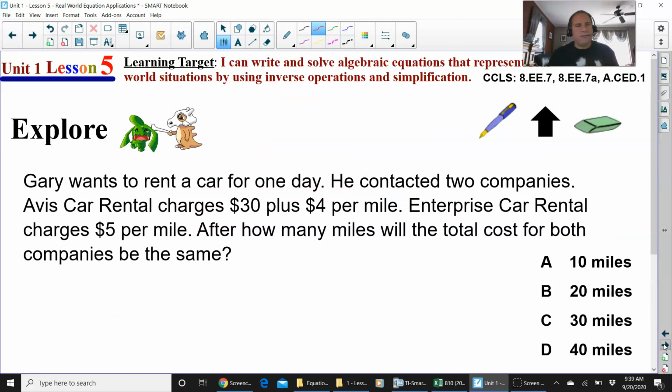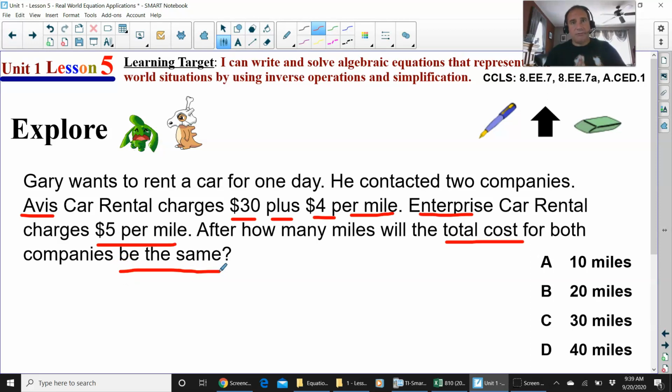All right, so here's another explore where Gary wants to rent a car for 1 day. He contacted 2 companies, Avis Rental and Enterprise Rental. The Avis Rental, very important. Take your pencil, underline Avis, underline 30 plus 4 per mile. Then underline Enterprise, charges just $5 per mile. And what I want you to do to really understand this question is this: after how many miles will the total cost for both companies be the same?